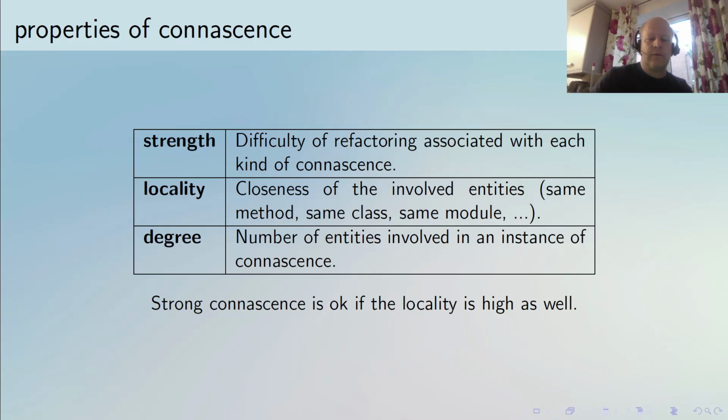And one observation we can make is that strong connascence is okay if the locality is high as well. So it's not a big problem if you have a small method where the pieces of code have a high degree of connascence, because you can see them all at the same time. So you're not likely going to miss one of the entities when doing a refactor.